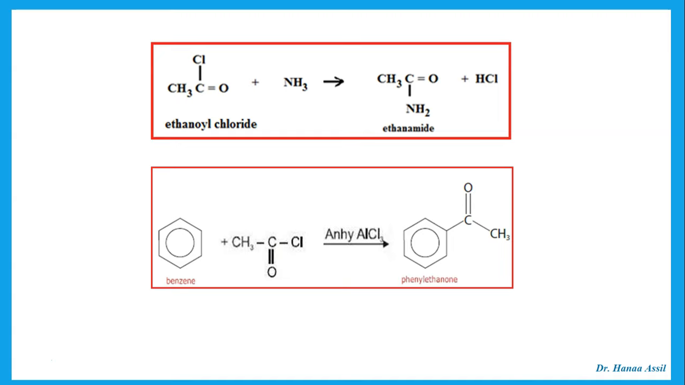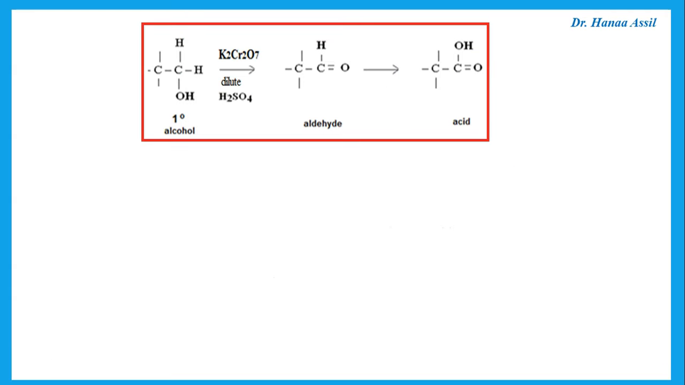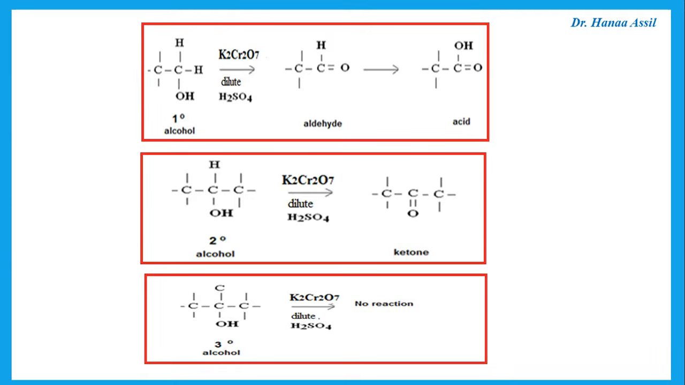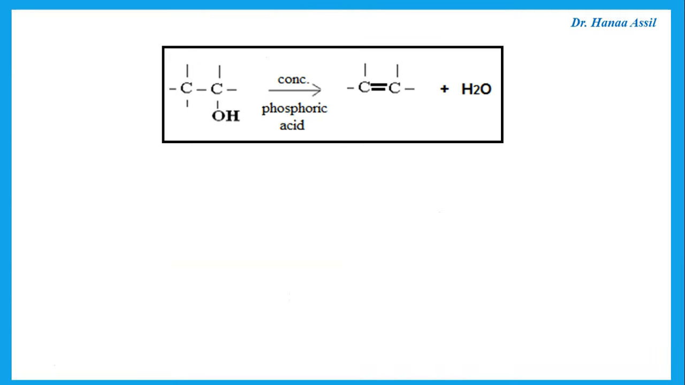If I react benzene with ethanoyl chloride in presence of anhydrous aluminum chloride, this adds that group of C double bond OCH3 to the benzene ring. Oxidation of primary alcohol gives aldehyde, and oxidation of the aldehyde gives an acid. Oxidation of a secondary alcohol gives a ketone, and of course a tertiary alcohol cannot be oxidized.